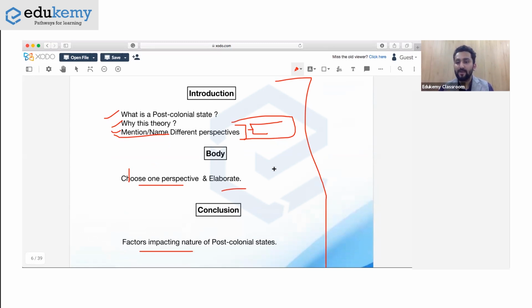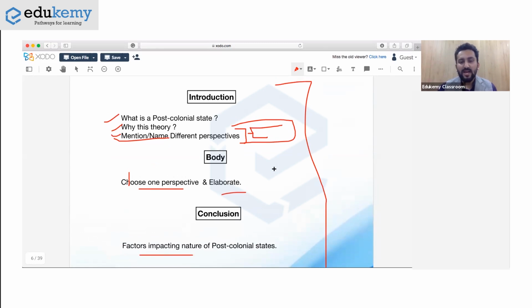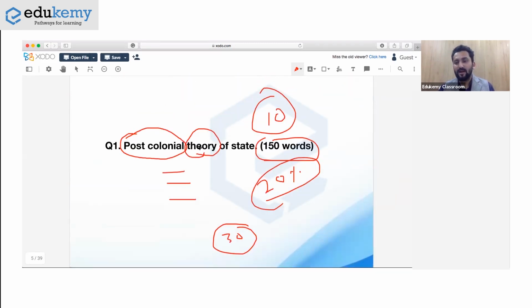Although I've told you there are multiple approaches to this answer, some people just start with one approach, the Marxist approach. But don't you think you should reread the question? Is the question asking you to just explain or put a short note on the Marxist perspective of post-colonial theory of state? No. So how can you expand directly on the Marxist perspective on theory of state? Although many people expand their answer like this.